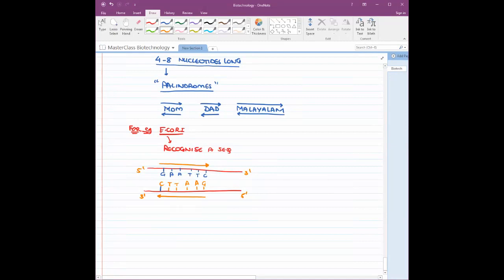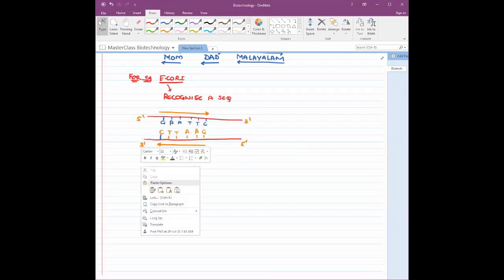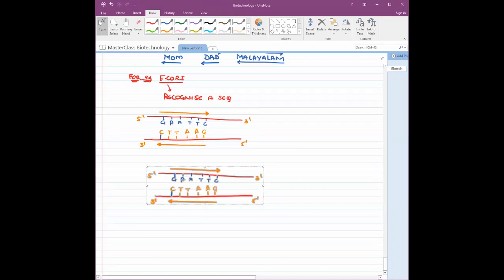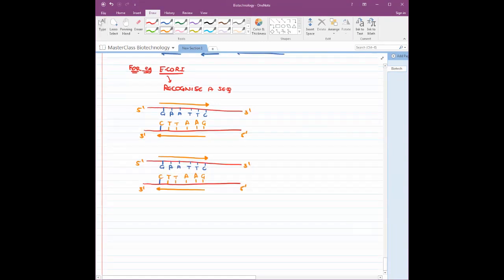So what happens is, the moment we have a sequence like this, now E. coli, this EcoRI, is going to come and start cutting the DNA at that part. But where exactly is it going to cut and what is going to happen? Let's try to figure this out. The moment EcoRI sees GAATTC, okay, now it is going to cut.